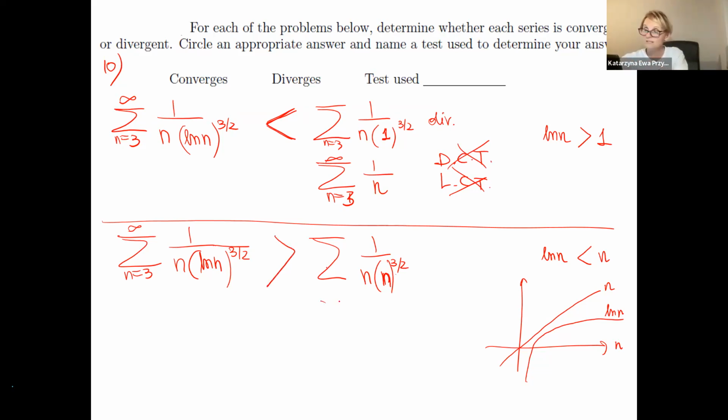Okay, but now let's see what we have. We do have n to the power of 1 times n to the power of 3/2. We will have 5/2. Please tell me, is this infinite series convergent or divergent? This one.